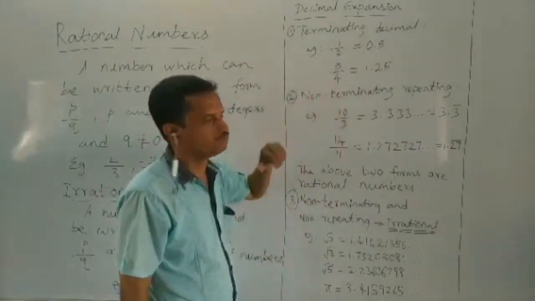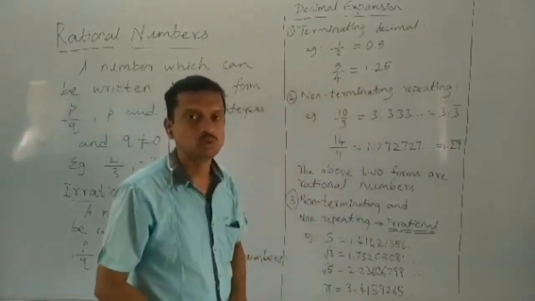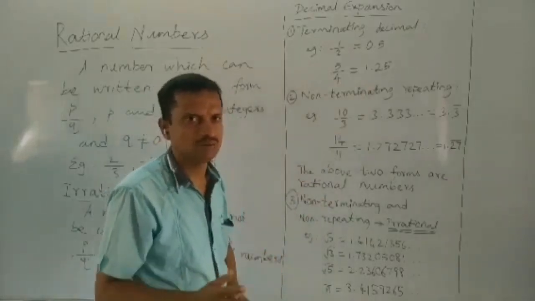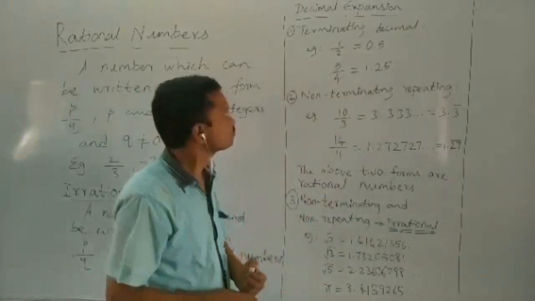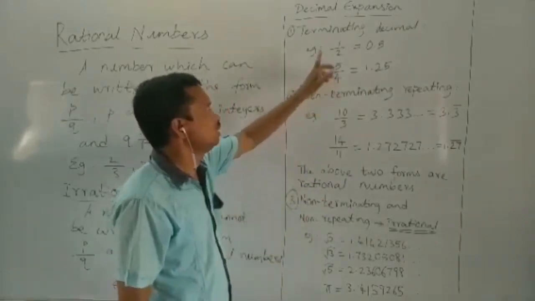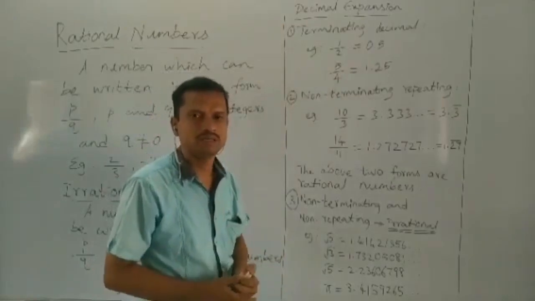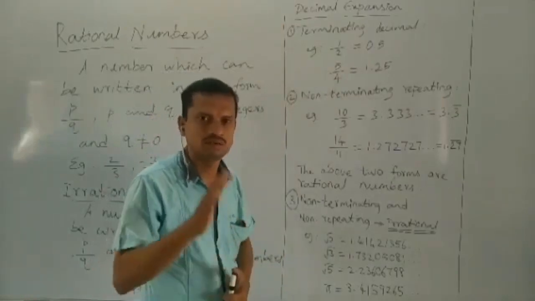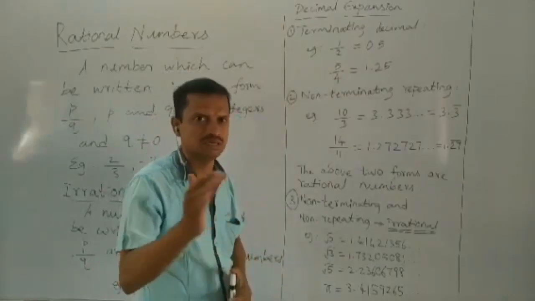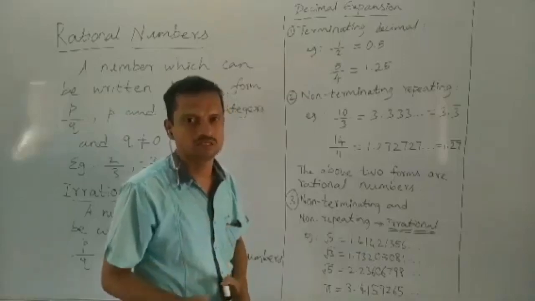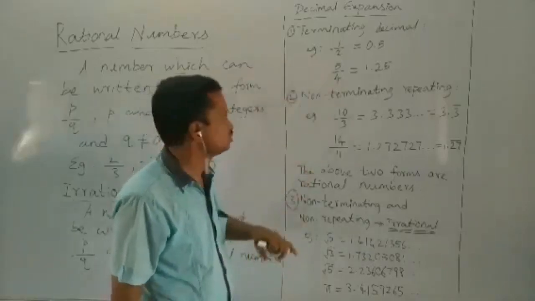So, 5 by 4, the answer is 1.25. So, it also terminates. Terminate means end. So, decimal expansion, terminating decimal means a number when we divide, the decimal will terminate at certain digits. That's all. That is called terminating decimal. So, these are the two examples.